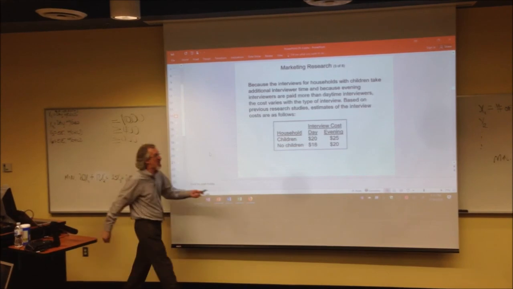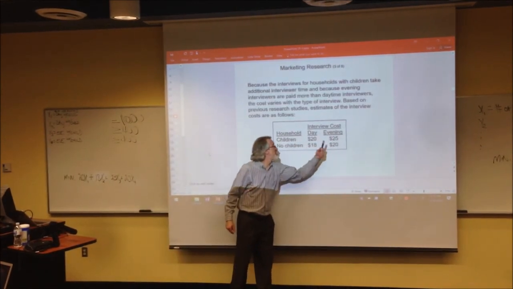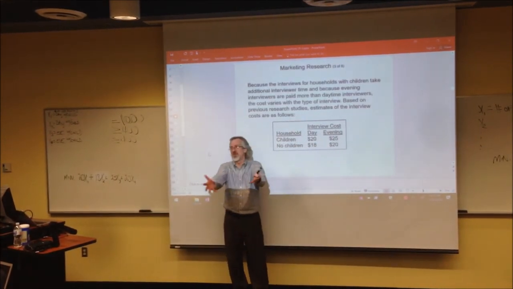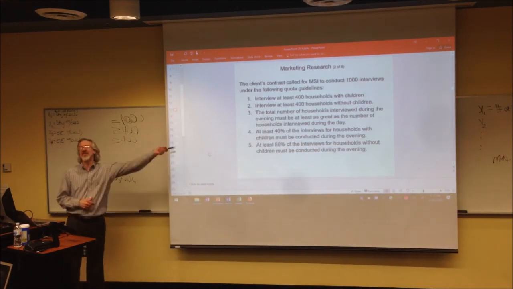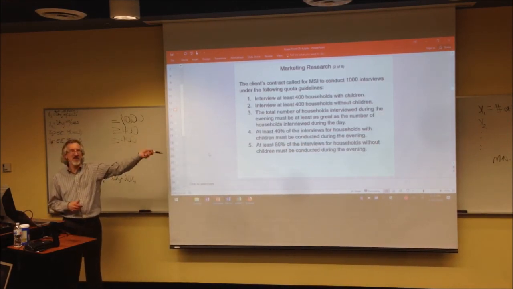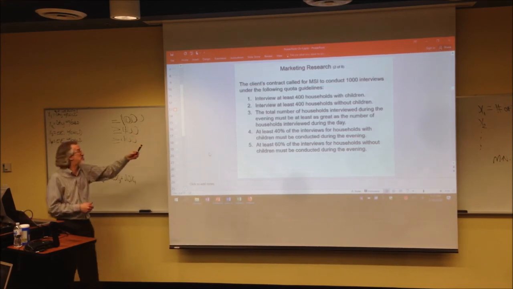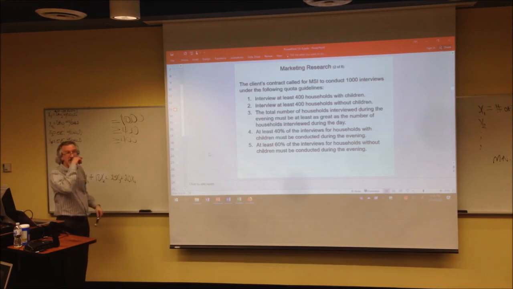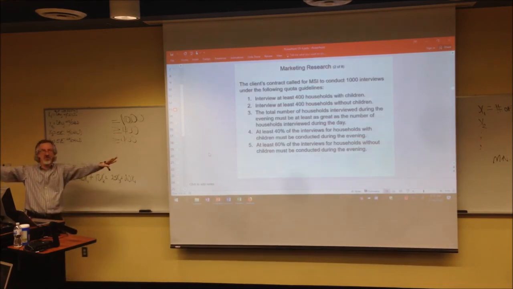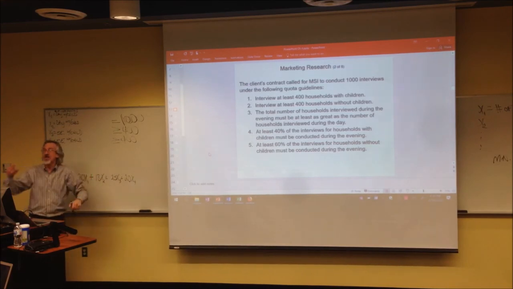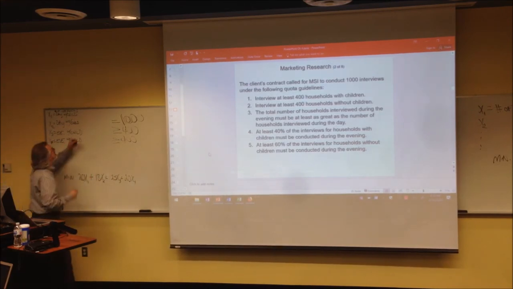Now this would be easy if you just said 250, 250, 250, 250, there's your 1,000 interviews. But the client said, no, we want this to be met. So now we got to take those variables and turn them into constraints based on these things that they told us. We'll start with the 1,000. They said, however many interviews you're doing with children, without children, day or night, 1,000 of them.